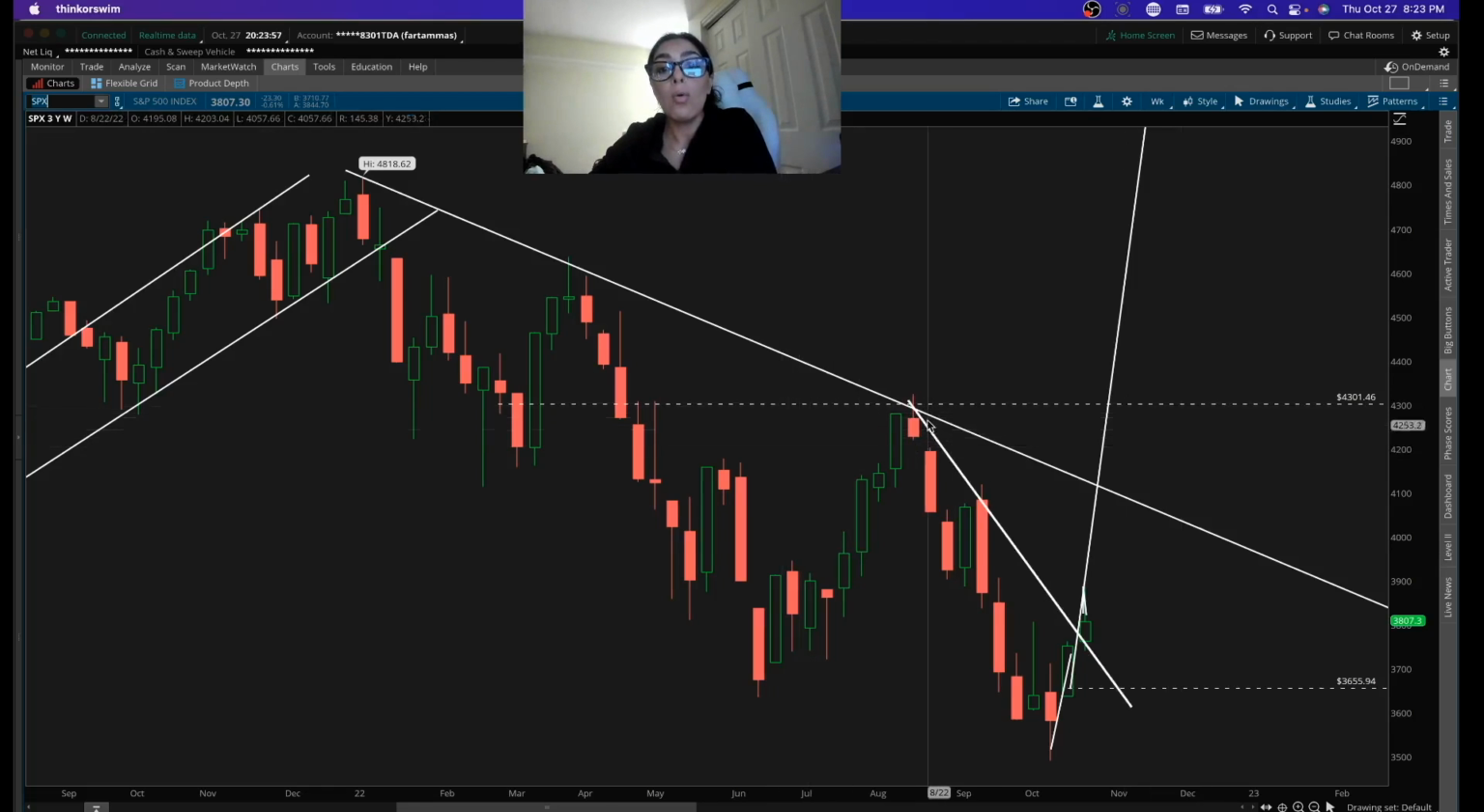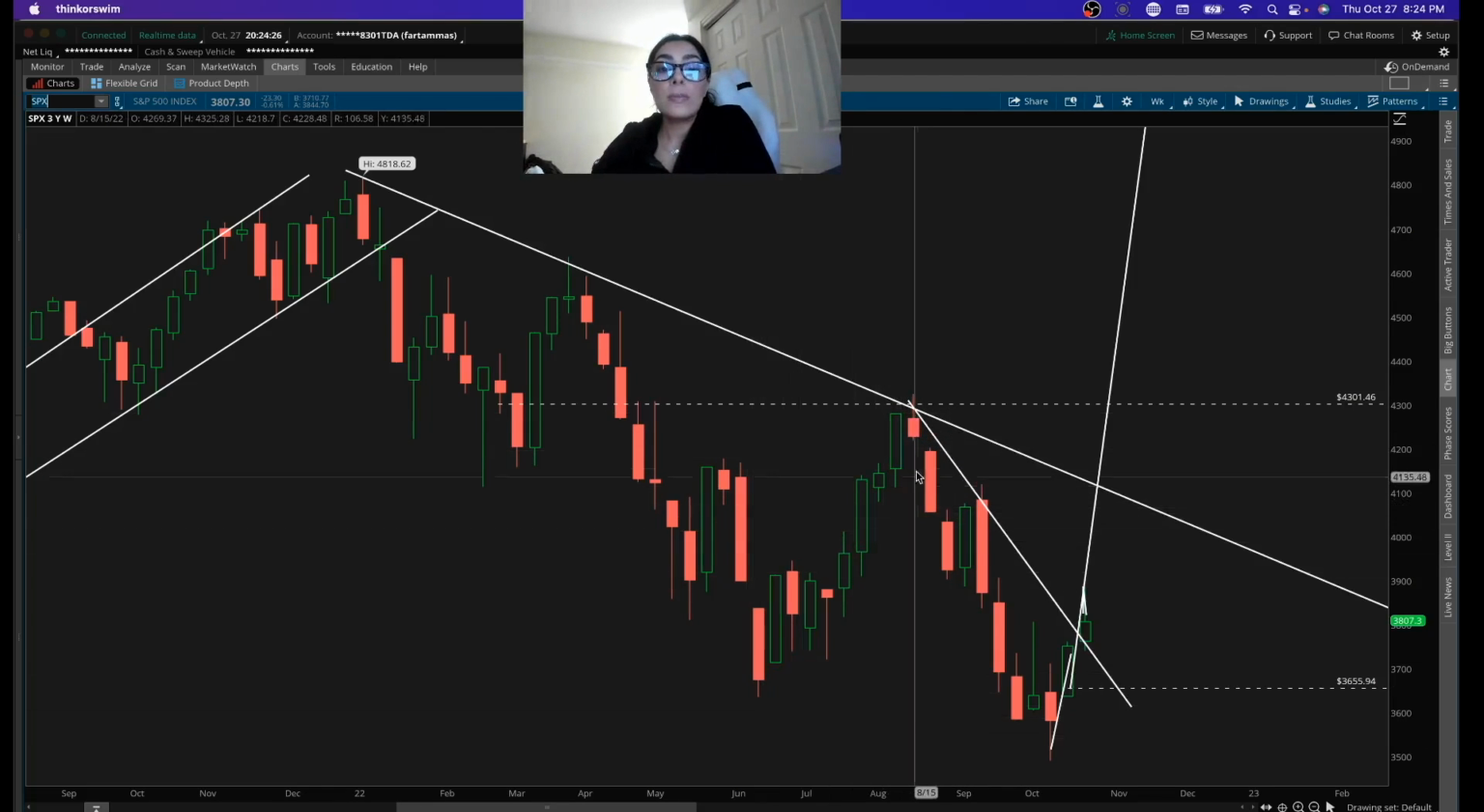So not only is this rejection of a resistance at 4,300, it's also a rejection of your trend line. This is a very high probability setup here, because as SPX is rejecting its resistance, it's also rejecting that trend line that we have set on the weekly time frame. So this would be a good entry for puts.